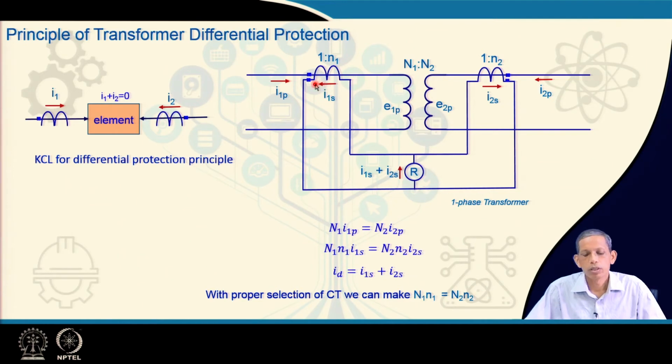So, the CTs will be connected like this, and then in this differential path the current becomes I 1 s plus I 2 s, where I 1 s corresponds to the primary side CT secondary current and I 2 s is the secondary side of the transformer CT secondary current. So, this is nothing but the current associated with this differential branch.